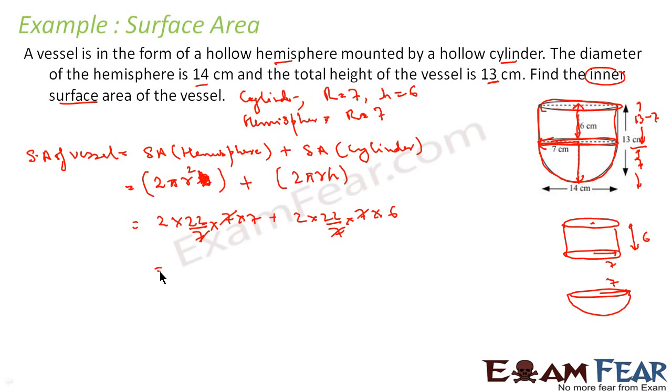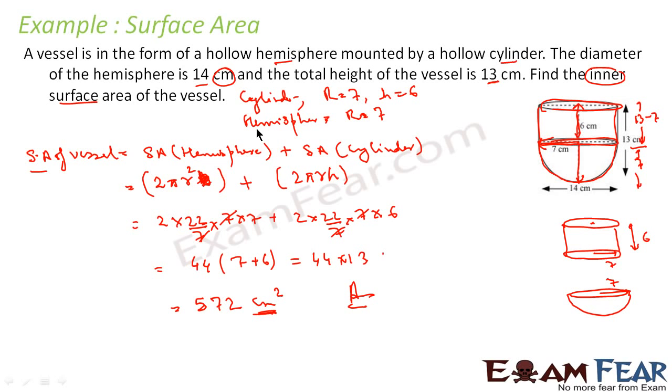So what we get here, 44 common, 44 into 7 plus 6, that is 44 into 13, and if you solve this further you get 572. Now we are talking about surface area and we are talking about centimeters, so we'll say centimeter square. This is the unit. Please don't forget to mention the unit, that is critical here. Since we are talking about hemisphere surface area, it is centimeter square.